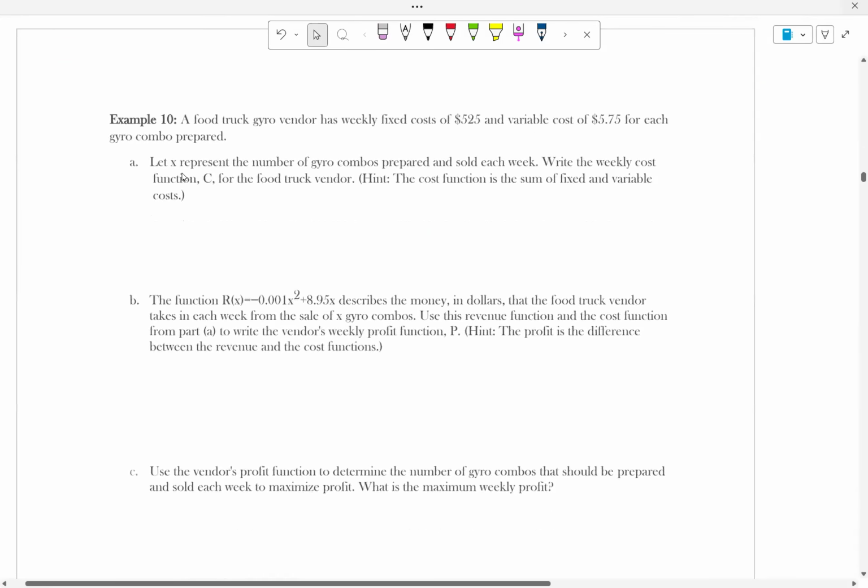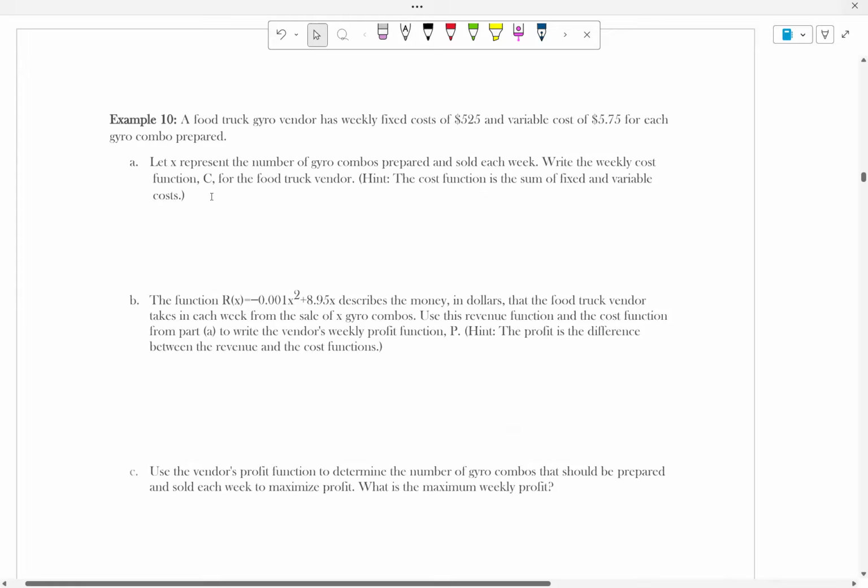A food truck gyro vendor has weekly fixed costs of $525 and variable costs of $5.75 for each gyro combo prepared. Let X represent the number of gyro combos prepared and sold each week. Write the weekly cost function C for the food truck vendor. Hint: the cost function is the sum of the fixed and variable cost.